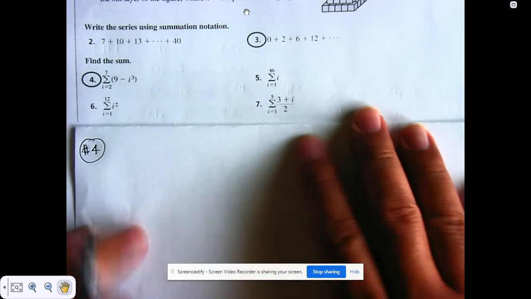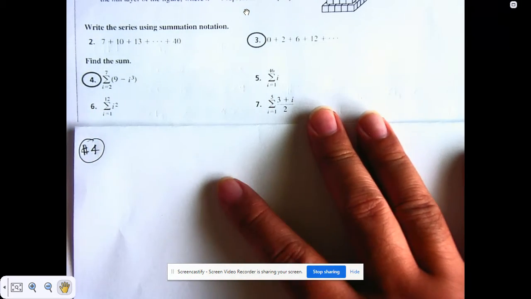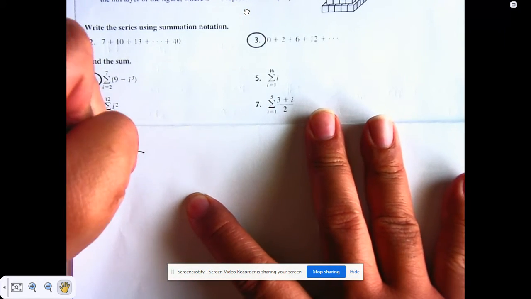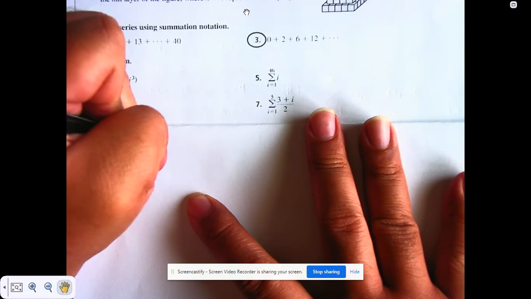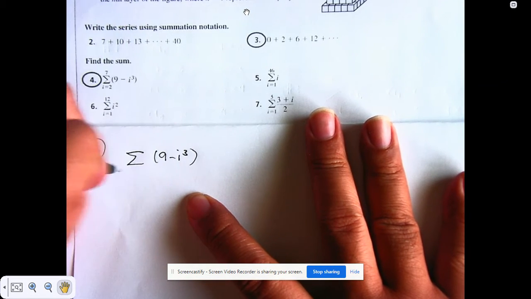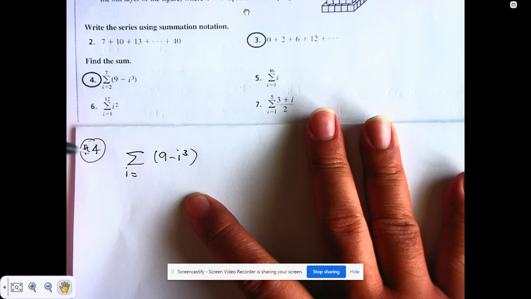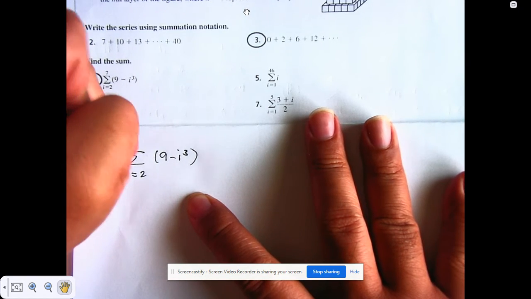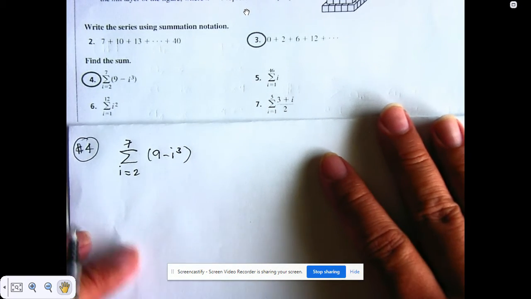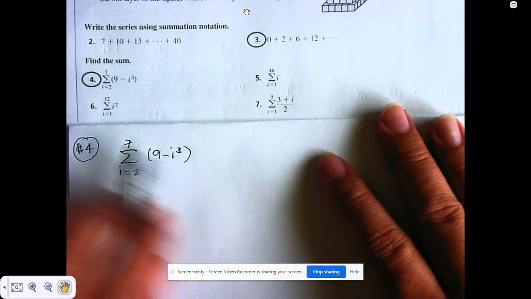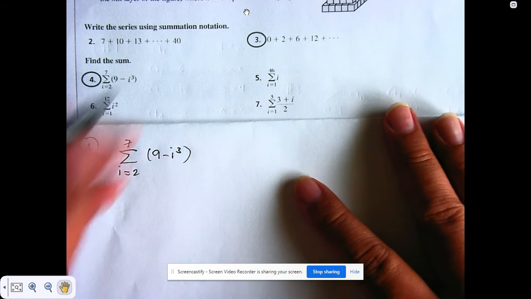Okay, uses a calculator, but we have to lay them down. So it's the summation of 9 minus i to the third from i equals 2 until what? 7. Okay, so basically you're substituting i from 2 to 7 and then adding them all up.